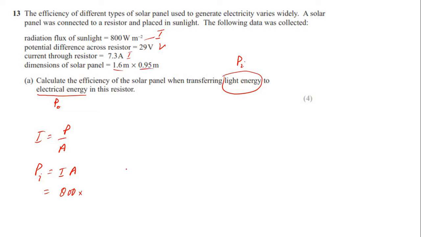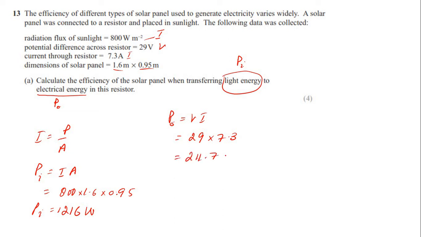Area is length multiplied by width. So 1.6 times 0.95, and then P_I would be equal to 1216 watt. And then let's talk about output power. Output power, P_O, is just VI. So V is 29 times 7.3, which is current, and then output power would be equal to 211.74 watt. And efficiency E is equal to output upon input, P_O upon P_I, times 100 if you wish.